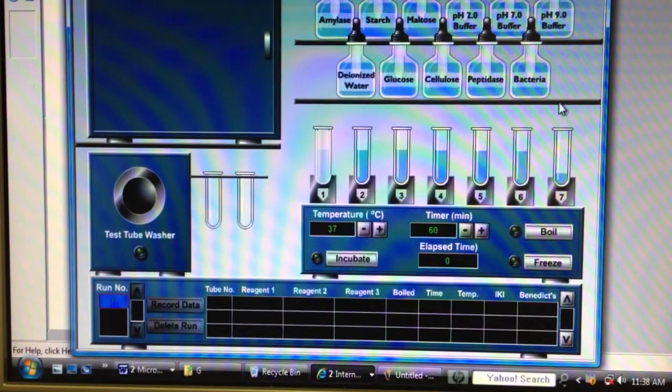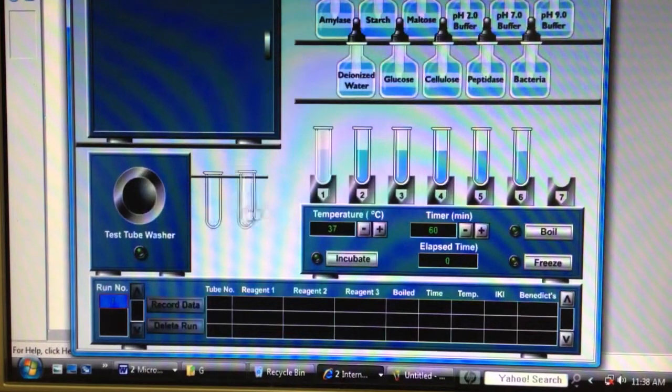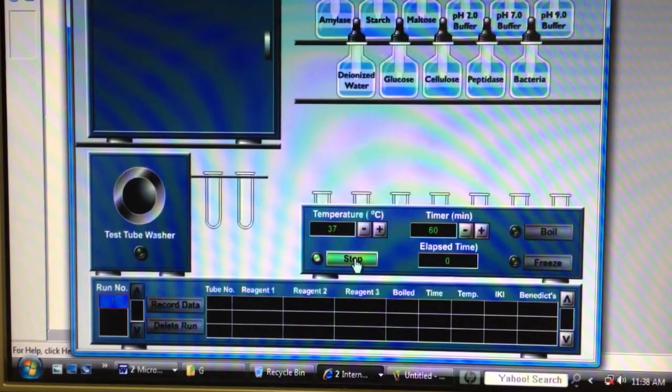So for test tube number 7, the last one, we're going to add cellulose. Actually, I'm not sure if I added cellulose. We're going to add cellulose and something called bacterial amylase. Bacteria can actually break down the cellulose found in plant walls, whereas we can't. So we're going to test that after we incubate it for 60 minutes.